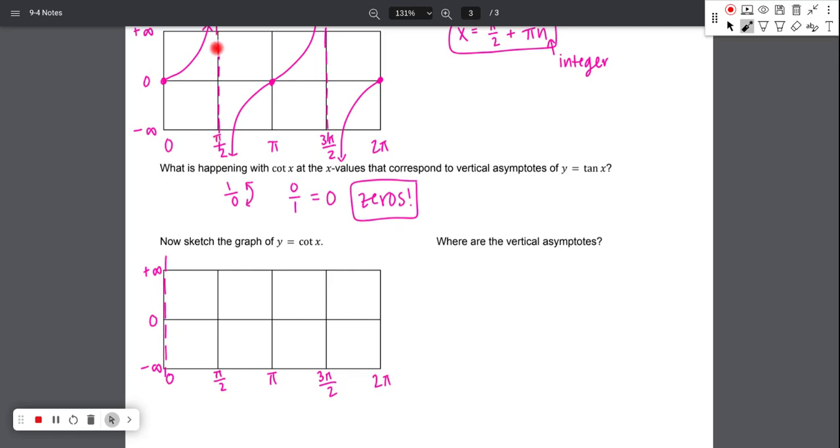The next key value of tangent was a vertical asymptote, but if I take the reciprocal of that, it actually would have been a 0, so that actually is going to be a 0 for cotangent. Keep going on. The reciprocal of 0 is undefined, so cotangent is going to have a vertical asymptote. The reciprocal of a vertical asymptote came from a 0, so that's going to be a 0. And then the last one, of course, is going to be a vertical asymptote for cotangent.